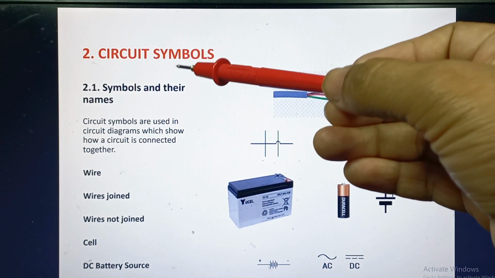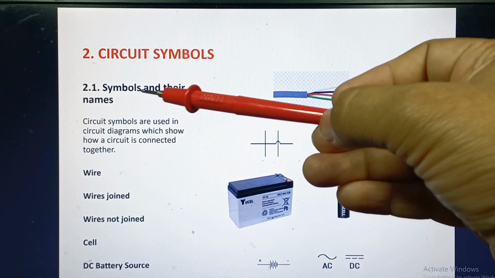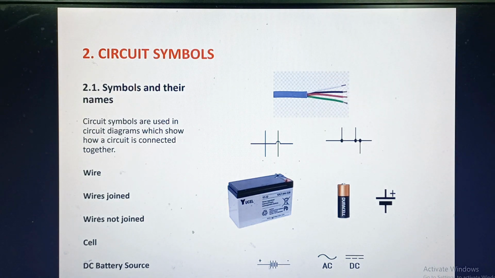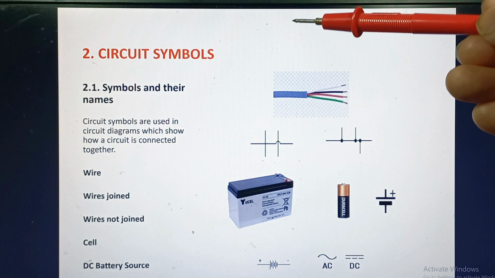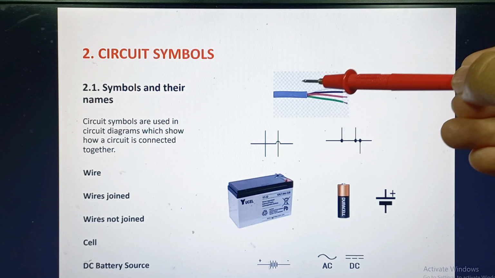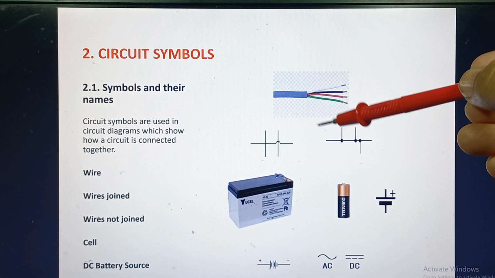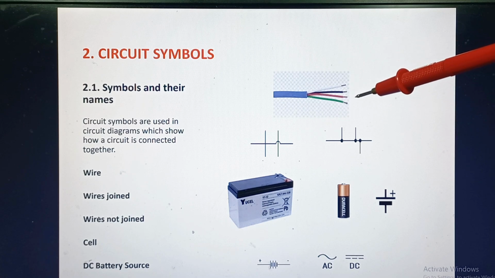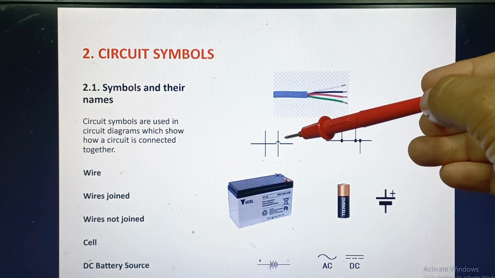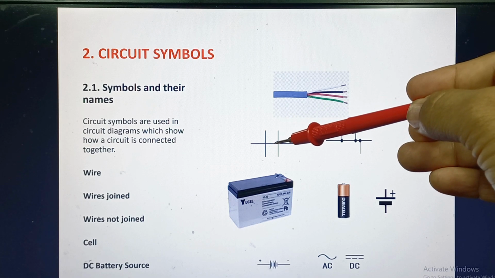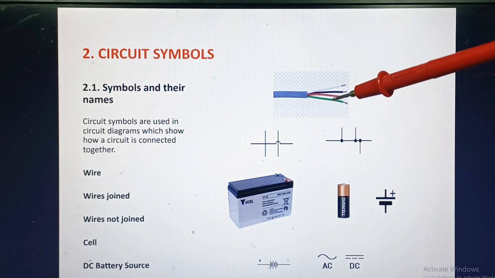Now we will discuss some basic circuit symbols to realize. Here you can see the circuit symbol of a bunch of wire. Wires can be used in these two configurations.